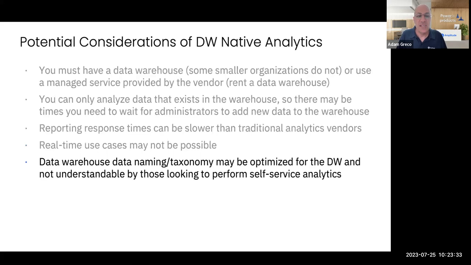The data warehouse naming taxonomy may be optimized for DBAs who use the warehouse. So when you look at the events and properties that are in the warehouse, it may not have a friendly name that you're used to. There's some work that I think data warehouse native tools are going to have to do so that marketers and product teams can really understand the names of these elements, because if you've ever seen a data warehouse, the way that they name events and properties can be really complicated.